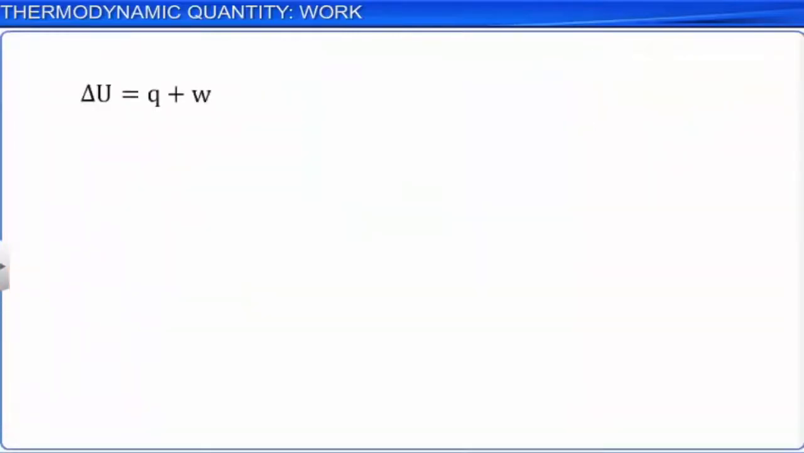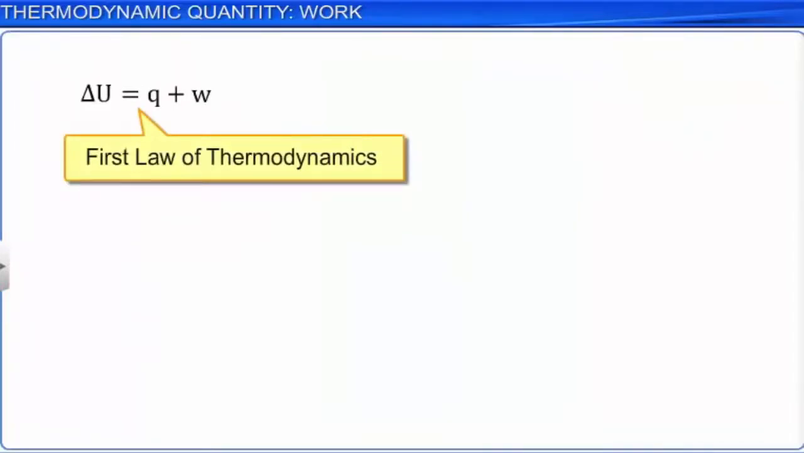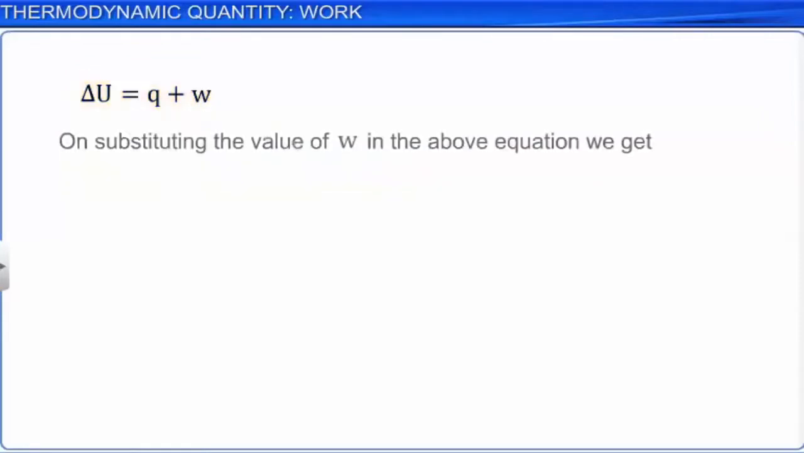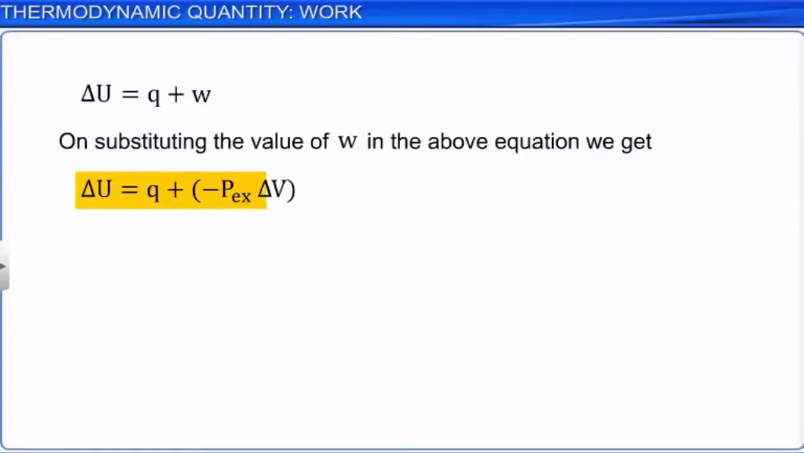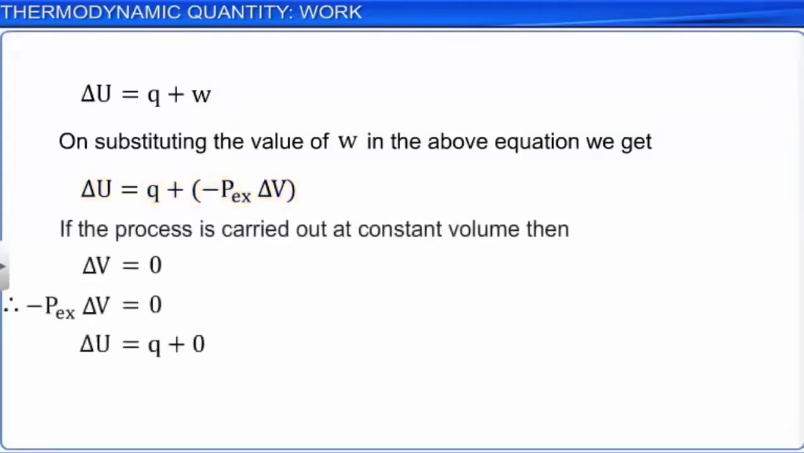We know that according to the first law of thermodynamics, the change in internal energy is represented as delta U equals Q plus W. On substituting the value of W in the above equation, we get delta U equals Q plus or minus P_ex multiplied by delta V. If the process is carried out at constant volume, delta V is zero. Therefore, work done is also zero. Hence, at constant volume, delta U equals Q_V, where Q_V is heat supplied at constant volume.